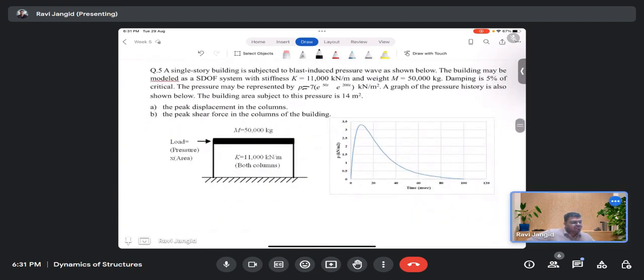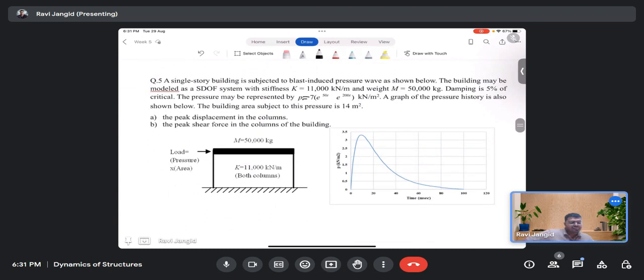So now in question 5, we are given a single story building which is subjected to a blast induced pressure wave as shown in the diagram. The building may be modeled as a single degree of freedom system with K equal to 11,000 kilonewton per meter and the mass of the building given as 50,000 kilogram. In this case, the damping is also given to us. Keep damping in mind, because it will be of use later.